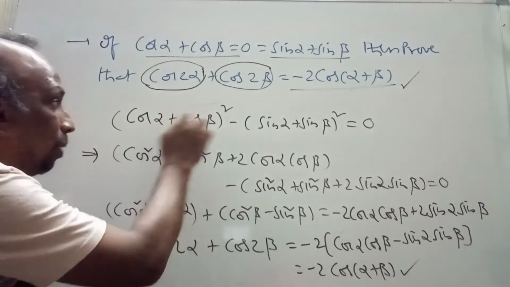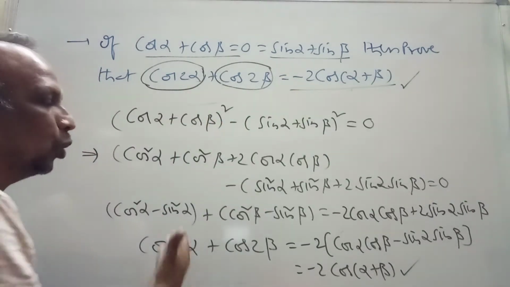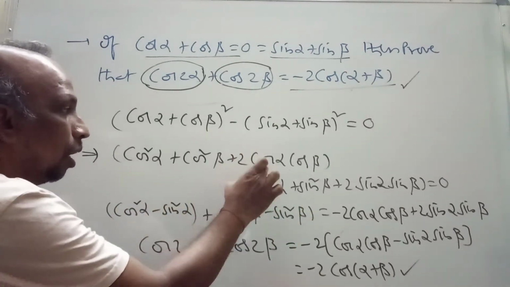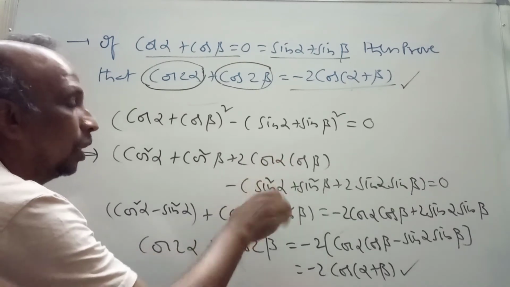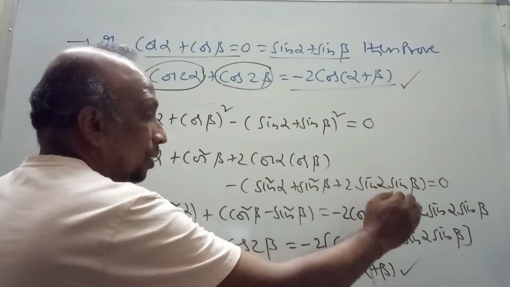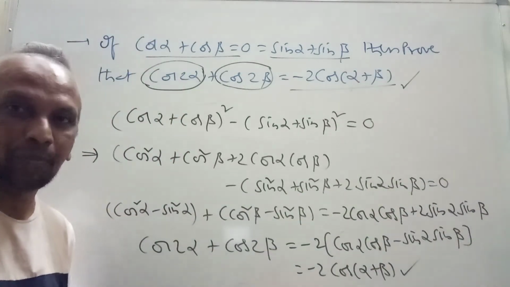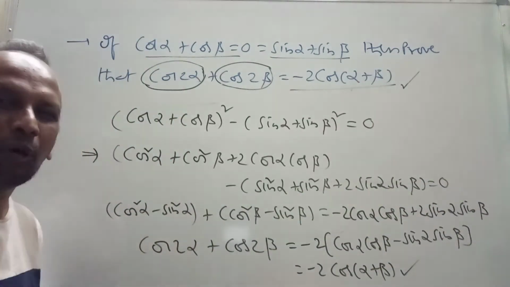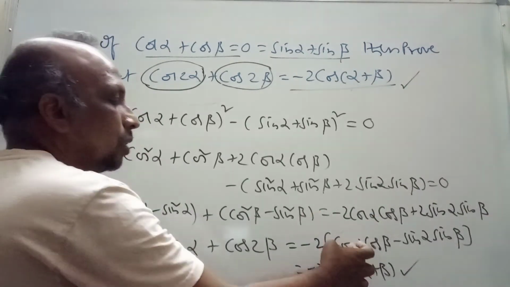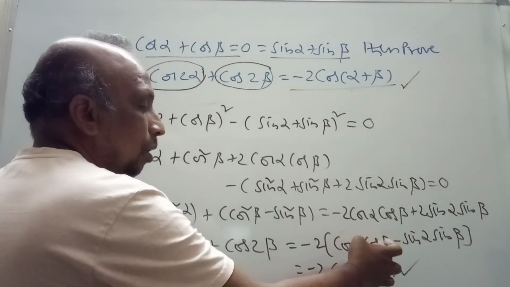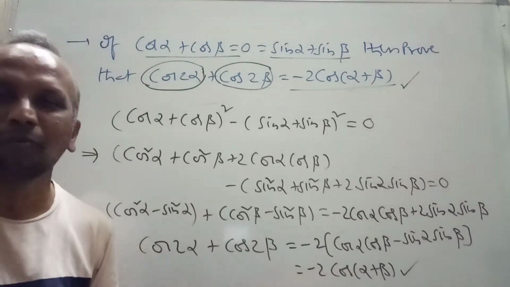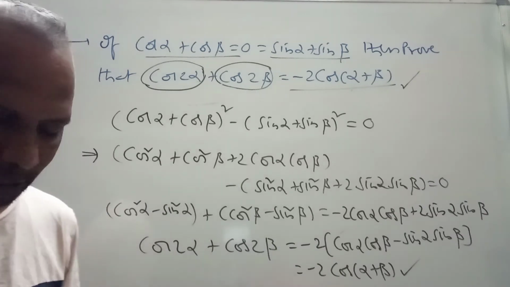Now I expand a plus b whole square. You expand, you rearrange these terms. 2 cos alpha cos beta, take that side, minus 2 cos alpha cos beta, minus 2 sin alpha sin beta, plus 2 sin alpha sin beta. For this you replace cos 2 alpha, cos 2 beta, then you take minus 2 common. So this is nothing but cos A cos B minus sin A sin B, cos of A plus B. I have written minus 2 cos of alpha plus beta.